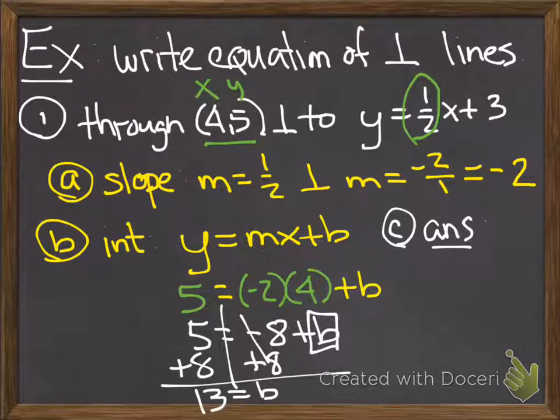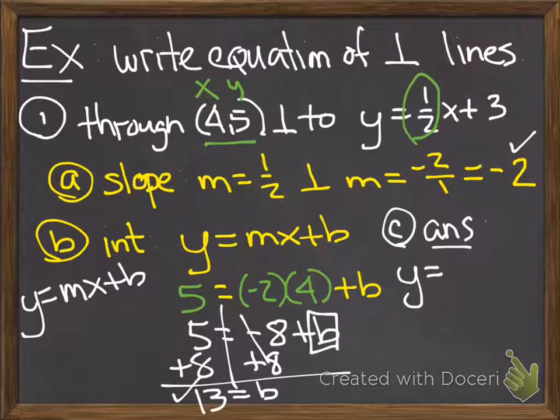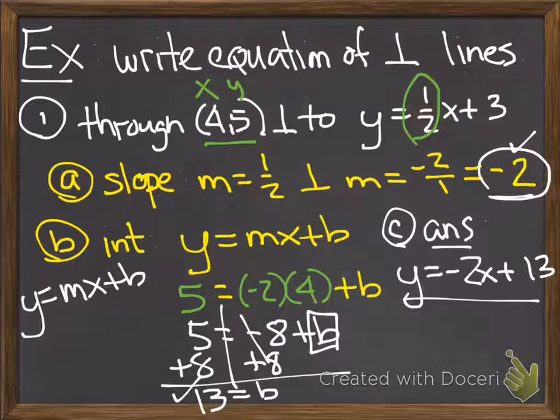That's the last part, and it's the easy part. You got a slope, you got an intercept, tell me the equation. What's slope-intercept form, Katie? y equals mx plus b. So Katie, what's our m? Negative 2. Yes. What's our b that we just found? 13. Negative 2x plus 13. All right. Questions?